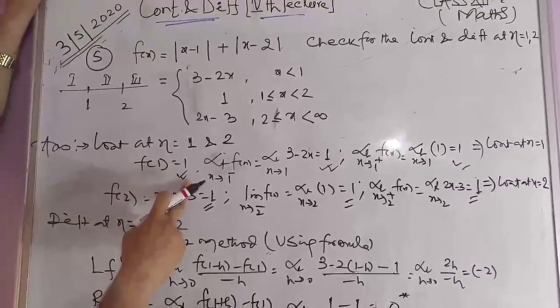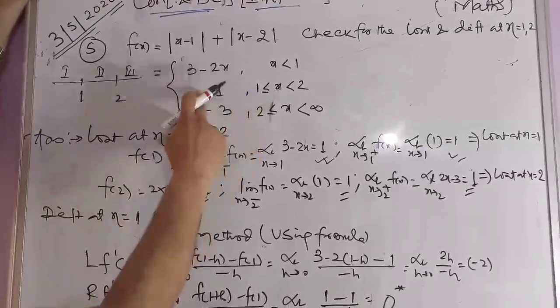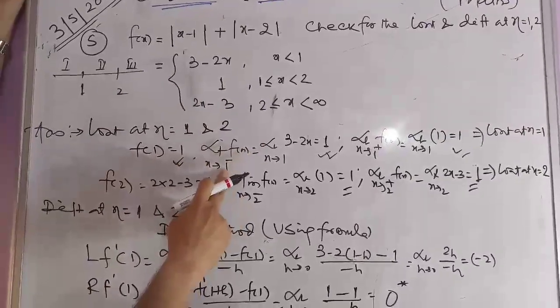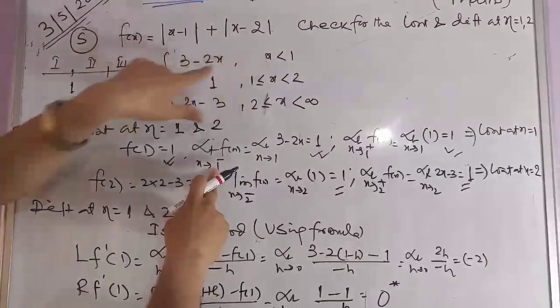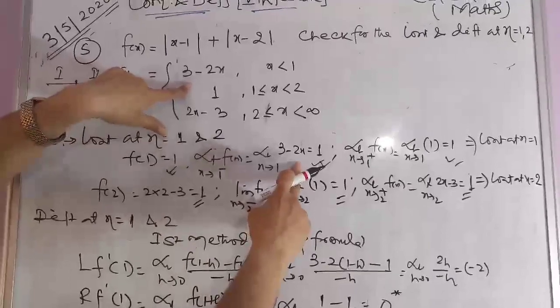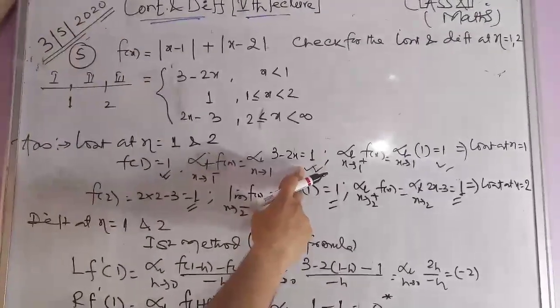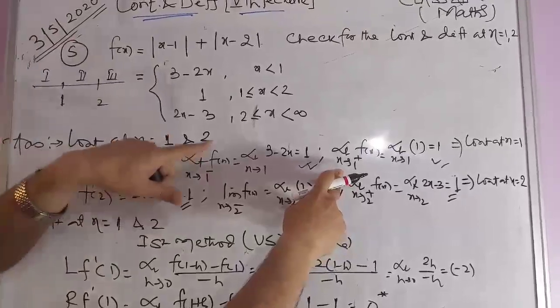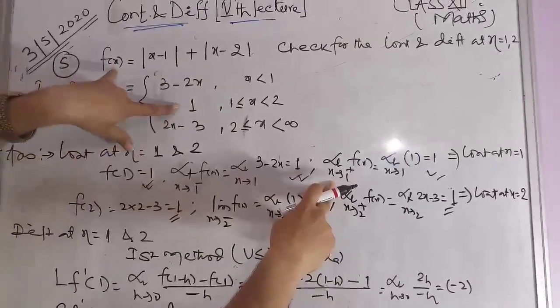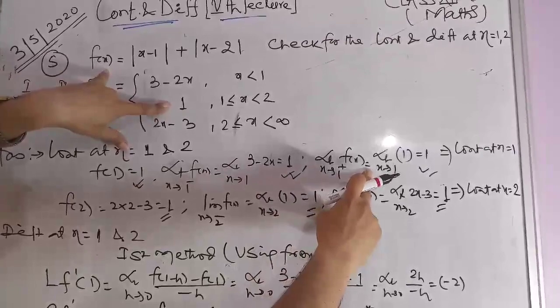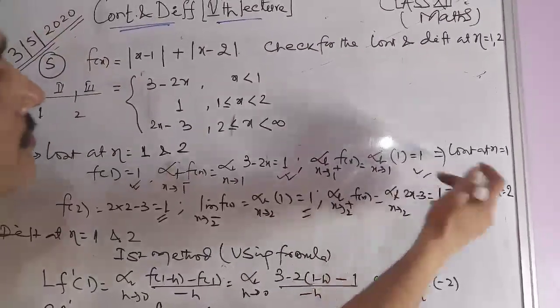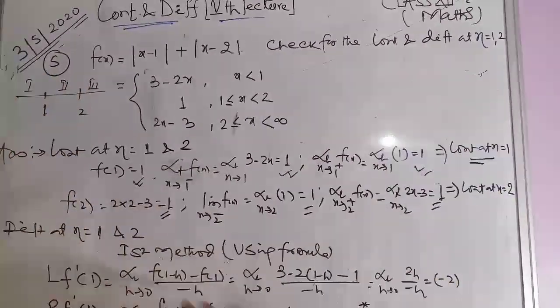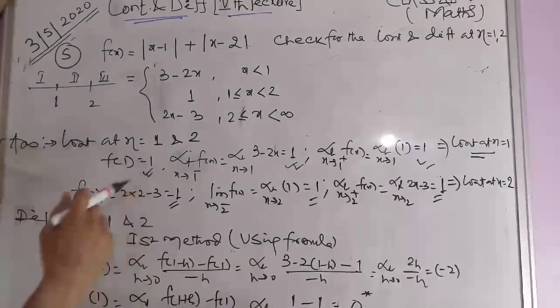f of 1 equal to 1. Left hand limit at 1, x less than 1, f(x) equal to 3 minus 2x. Using this formula we have result 1. Right hand limit at 1, x greater than 1, we have formula f(x) equal to 1. Using this we have again result 1. So the function is continuous at x equal to 1, as left hand limit, right hand limit and value are equal.